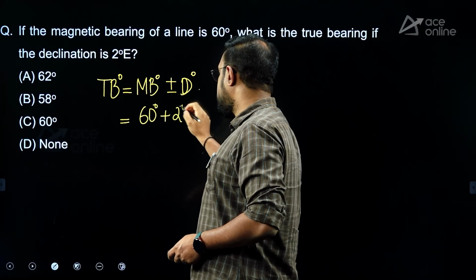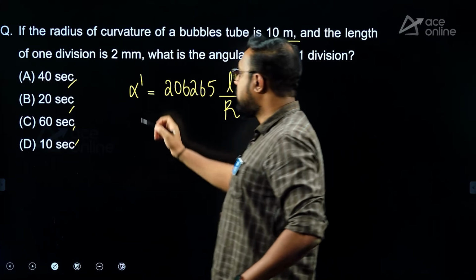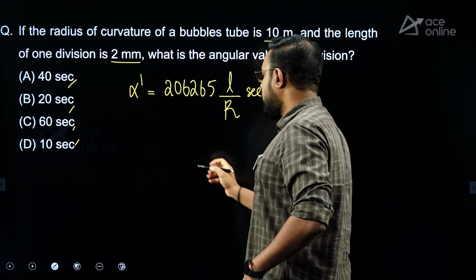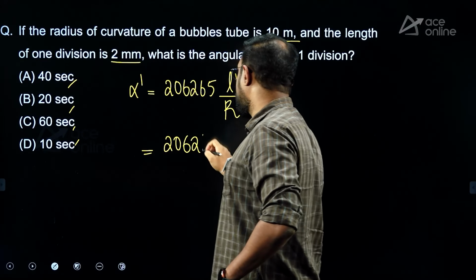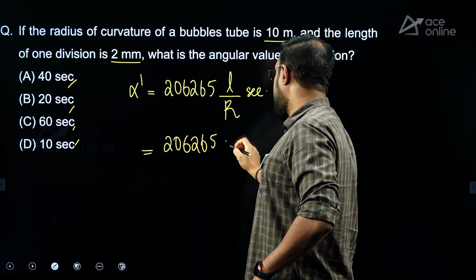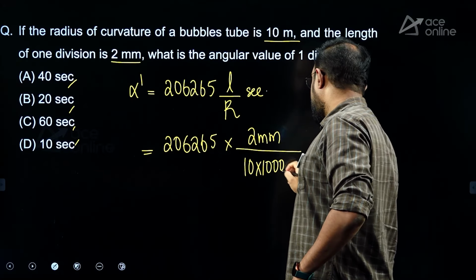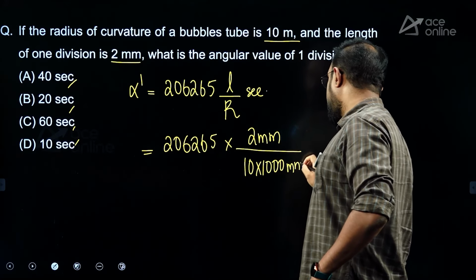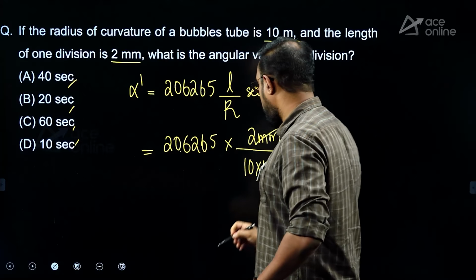Okay, so this is the formula that we have to use, because the radius R is given as 10 meters and the length of each division is given as 2 mm. So let us just substitute that, guys. 206265 into 2 mm. Okay, so L is in mm. What is the R value, guys? 10 meters. So it will be what? 10 into 1000 mm. Correct. Now this mm and this mm will cancel. So you see 3 plus 1, 4. 1, 2, 3, 4. 4 points will come here.